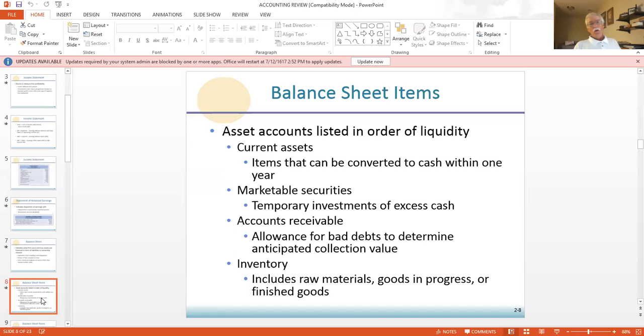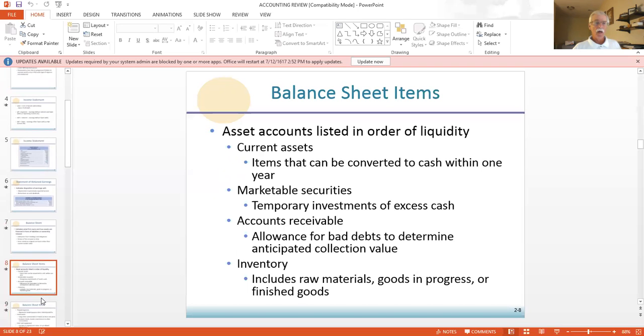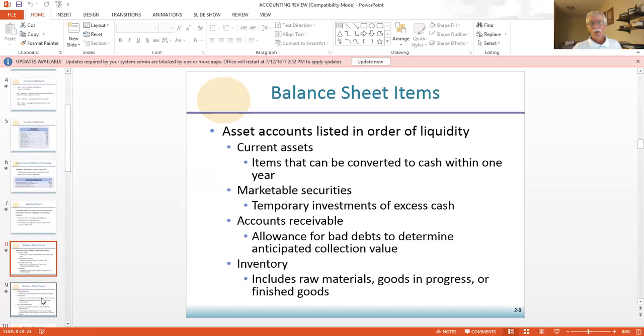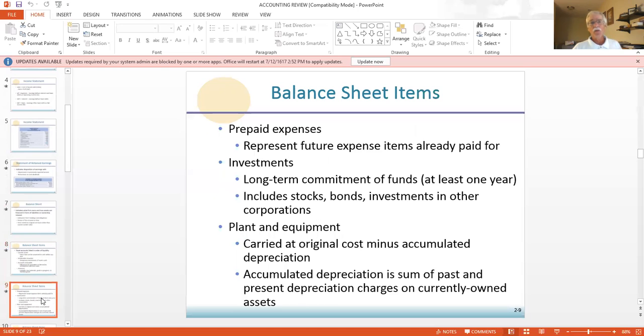Inventories are in the form of finished goods or work in process. These accounts capture goods that are either ready to sell or in the process of being made ready to sell to customers. Prepaid expenses are those things that we've paid in advance. Typical example is rent. Oftentimes companies will pay rent 3 months or 6 months in advance. Insurance works that way as well.